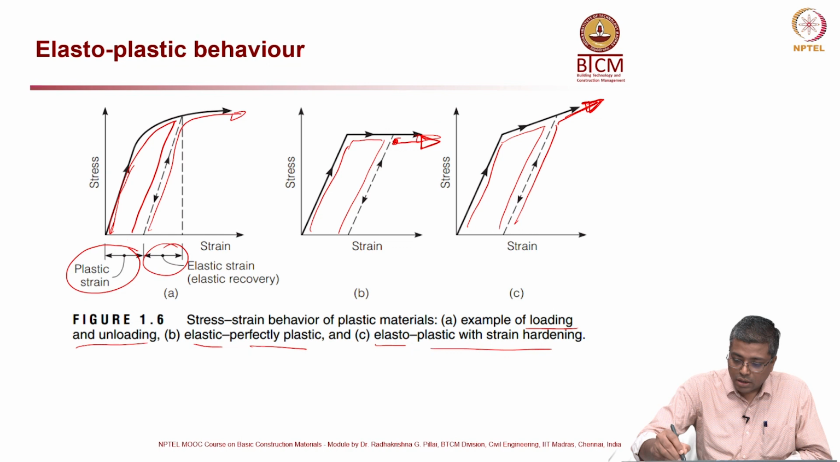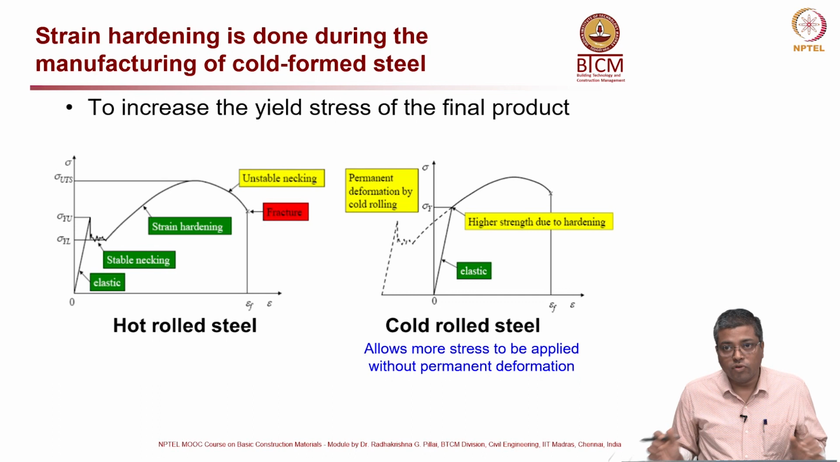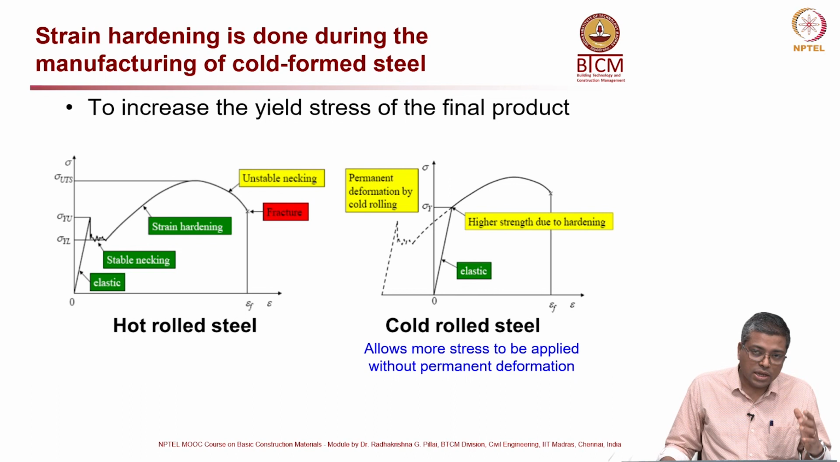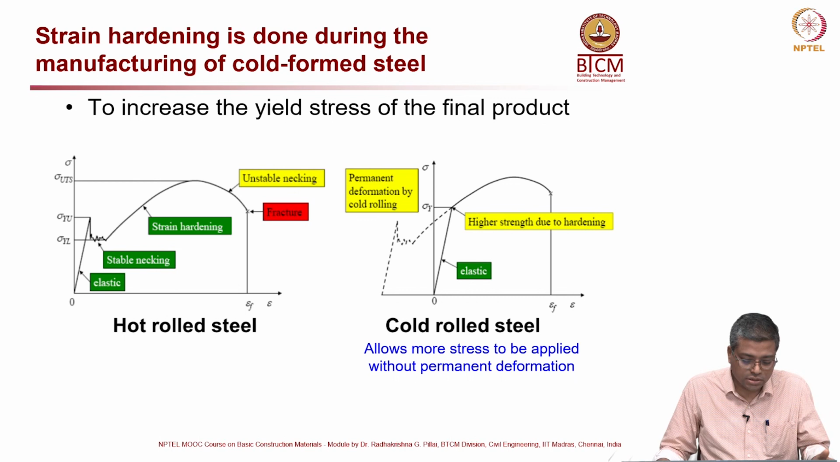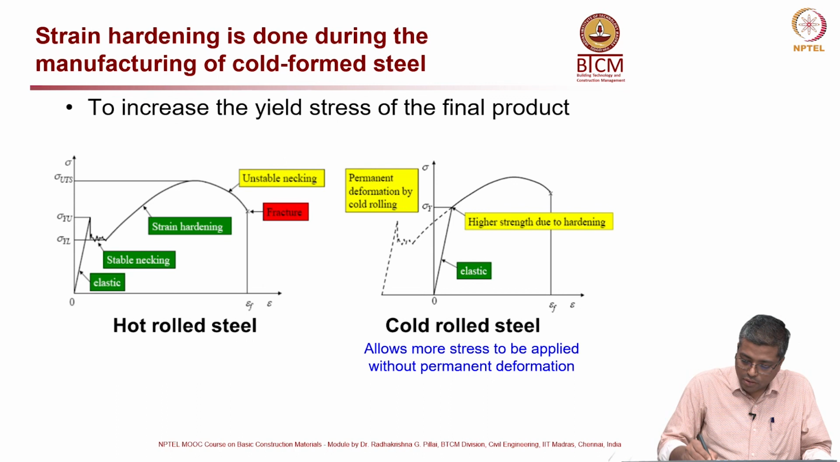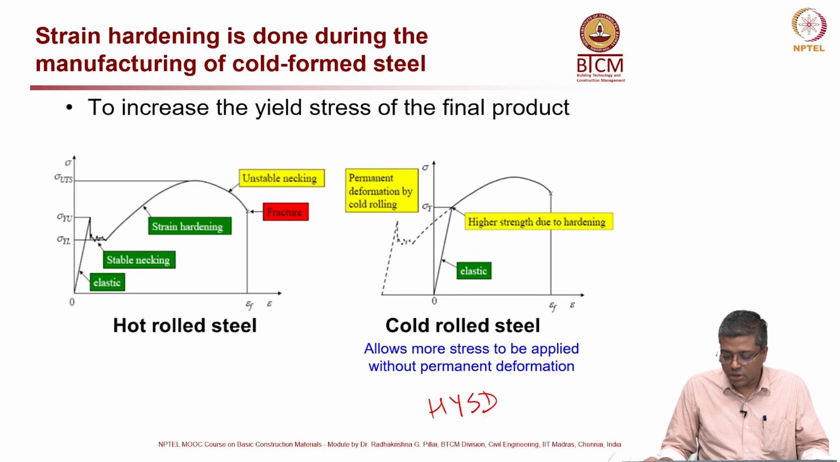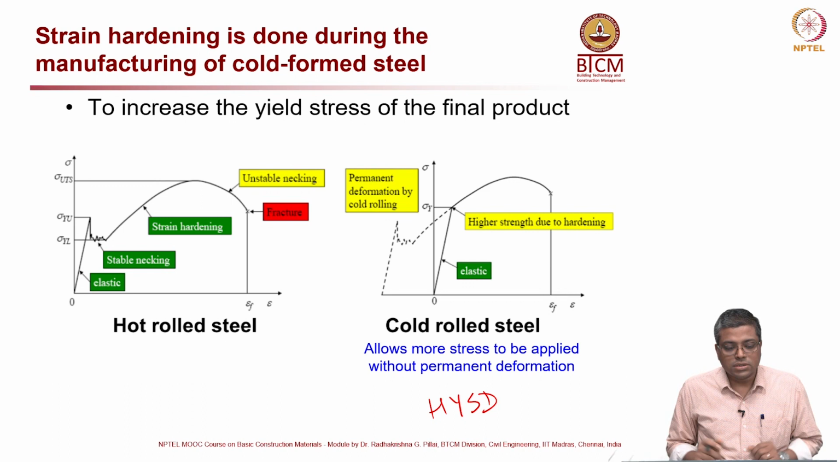Now, strain hardening is done during the manufacturing of cold formed steel, because in earlier times hot rolled steel was used. And that did not have very high strength, around 250 was the typical yield strength which was possible to achieve with hot rolled steel. So, there was a demand for higher strength steel. When I say higher strength, I mean high yield strength steel, HYSD, high yield strength deformed steel. So, what the industry did was, they used this strain hardening technology.